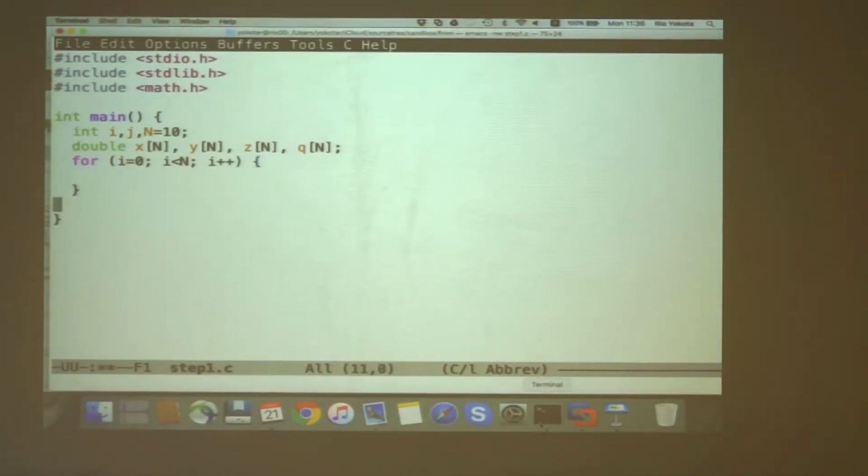Why don't I actually print what I'm writing? So I'm going to say x[i] equals, let's say, some random number. I'm going to use a random number generator here that generates a number from 0 to 1. And I'm going to print that.